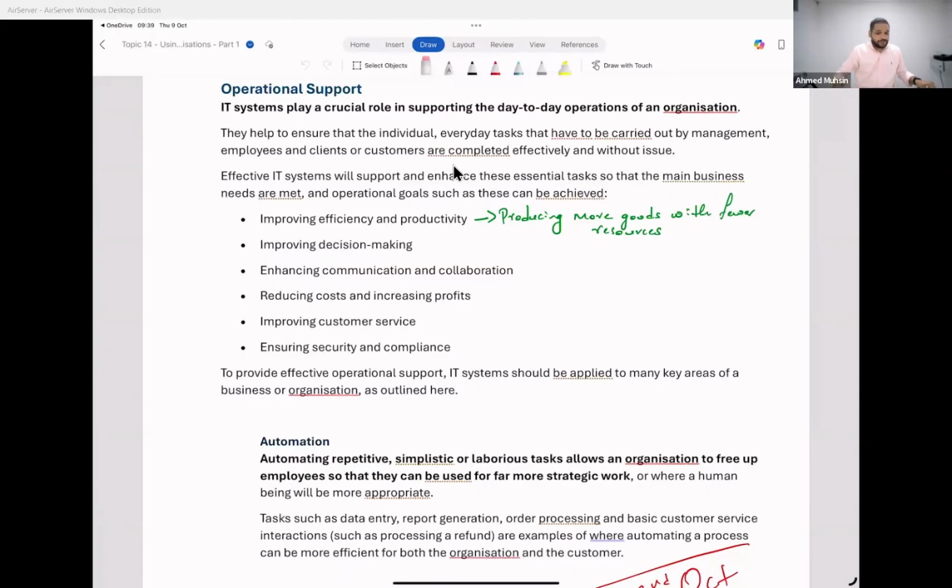We have got a message here which says, can you share the tute? Okay, I'll share it shortly with you all.